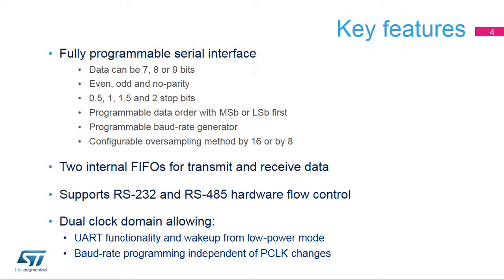The USART supports a dual clock domain, allowing wake-up from stop mode and baud rate programming independent of the peripheral clock. This also allows the peripheral clock to be throttled along with the core clock without disrupting communications. The USART features a multiprocessor mode, which allows the USART to remain idle when it's not addressed. In addition to full duplex communication, single-wire half-duplex mode is supported.